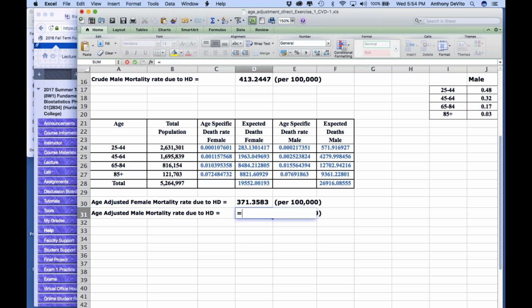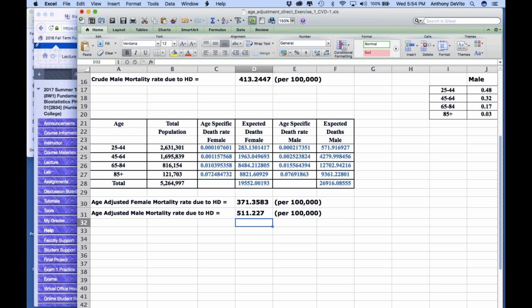Okay, let's see what happens with males. Equals 26,900 over the total number in this population. And I'm going to put parentheses around this so I can multiply by 100,000. Good. Well, what happened now? Now we see that, in fact, when you adjust for the ages in the population, if you pull out age as a confounding factor, it's clear that males are at higher risk for death from cardiovascular disease.